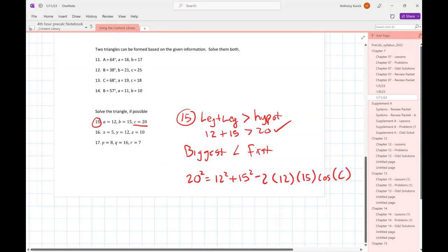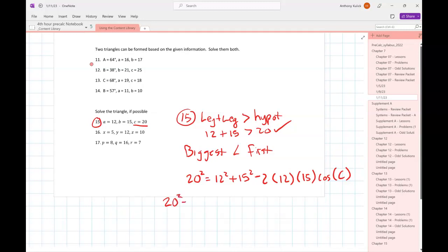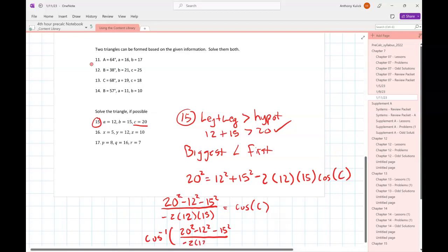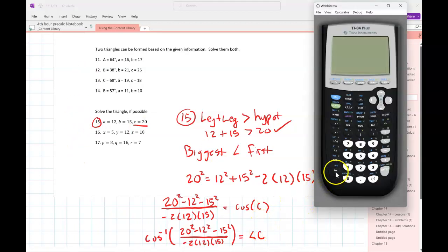To get cosine C by itself, I'm going to subtract 12 squared and 15 squared from both sides. And then I'm going to divide by the coefficient on cosine C, so that's negative 2 times 12 times 15. And then we'll do cosine inverse of both sides to get rid of the cosine. And that's now calculator time.